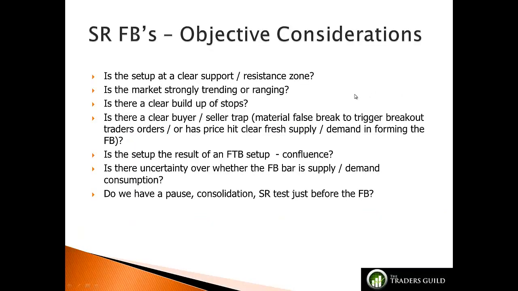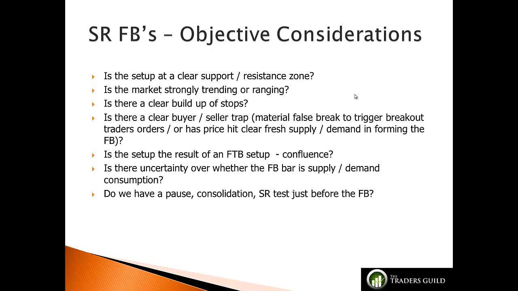So the objective considerations for SRFBs, okay, is to set up at a clear support resistance zone. Pretty obvious. We have to have a very clear support resistance zone. The clearer it is, the more time frames it's present on, the more people are looking at it, and therefore the higher the order flow concentration that's going to exist. Okay. Is the market strongly trending or ranging?